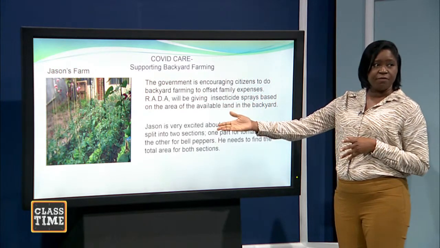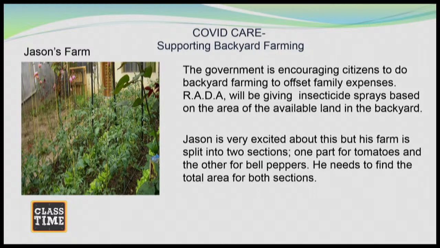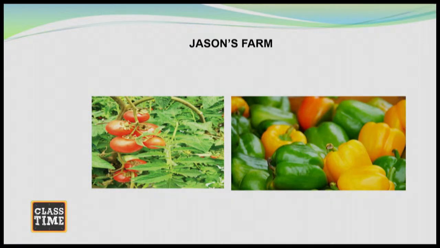Now, this is Jason's farm. Jason is excited about this, but his farm is split into 2 sections. One part for tomatoes and the other for bell peppers. He needs to find the total area for both sections. Now the produce.